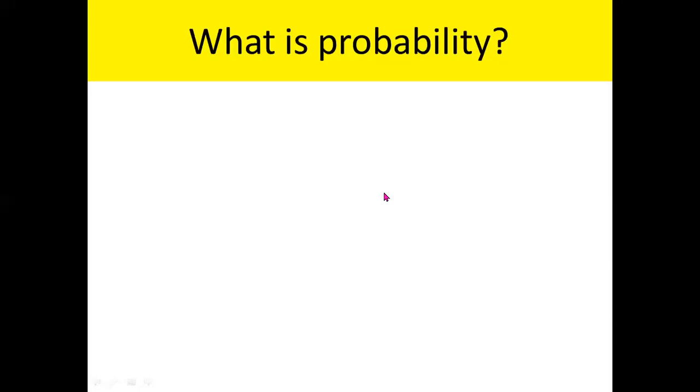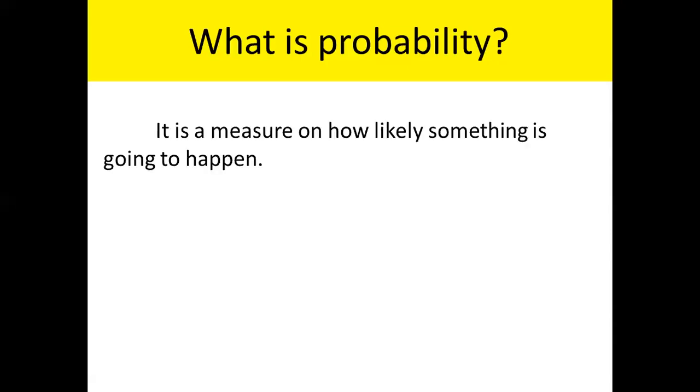Probability. Now, we ask ourselves, what is really probability? Okay, Otto, please unmute and read the definition of probability. Otto? All right, Pawan, please read. Probability is a measure on how likely something is going to happen.